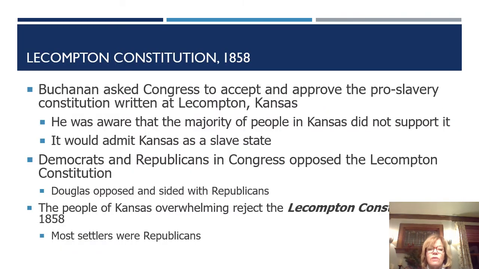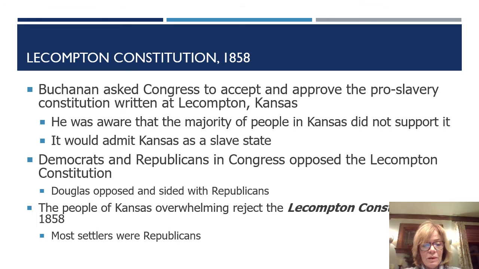All right. So then, going back to Kansas, the pro-slavery government writes this Lecompton Constitution legalizing slavery in Kansas, and Buchanan asked that Congress accept it and approve the pro-slavery Constitution of Lecompton. He knew, though, that the majority of people in Kansas didn't support it. I guess he was just trying to appease the South. But anyway, that would admit Kansas as a slave state.